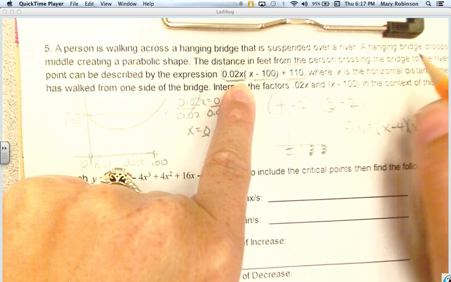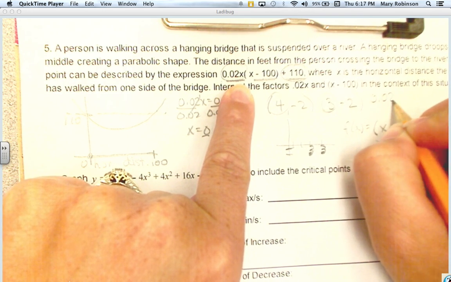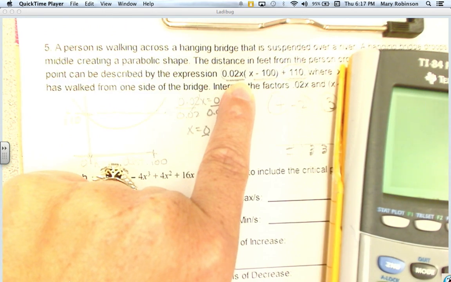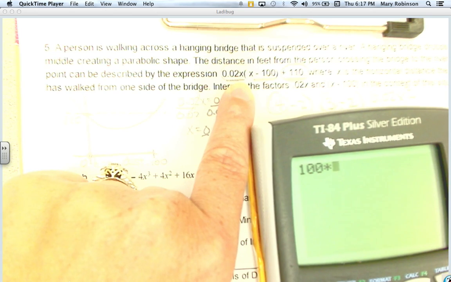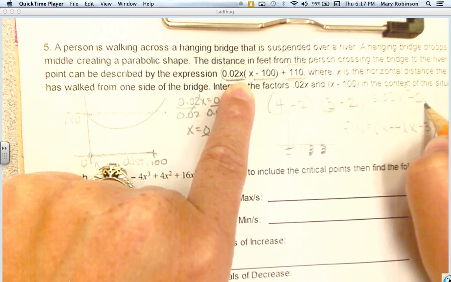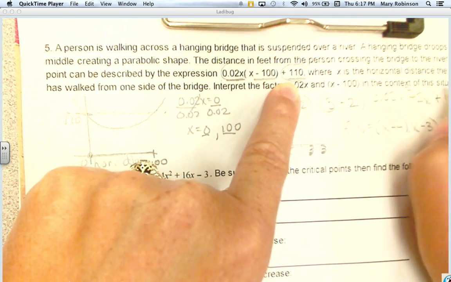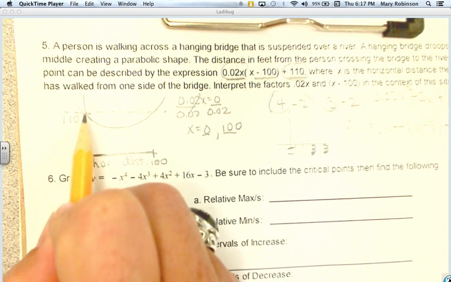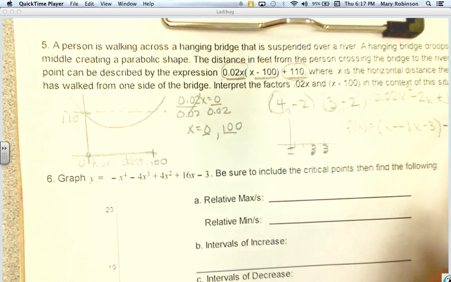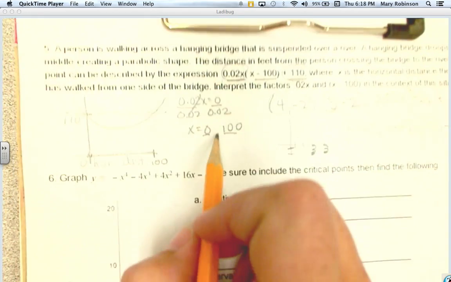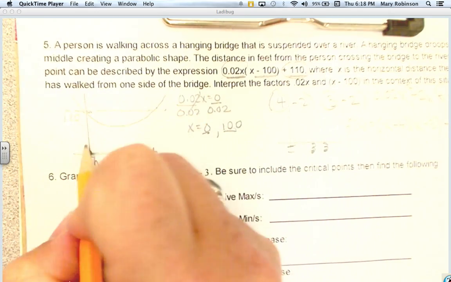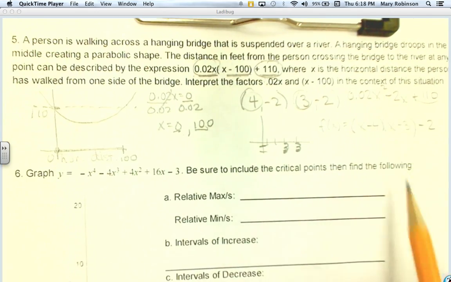How do I know that? Because if I distribute this right now, I would have 0.02x squared minus 100 times 0.02, which is 2. So minus 2x, I'm done distributing, plus 110. So I know that's my constant term. So that means that the y-intercept of this bridge is 110. So now it just says interpret the factors in the context of the situation. Well, if you think about recognizing that the factors give you 0 and 100 as zeros, and that we can relate the translation of this graph.